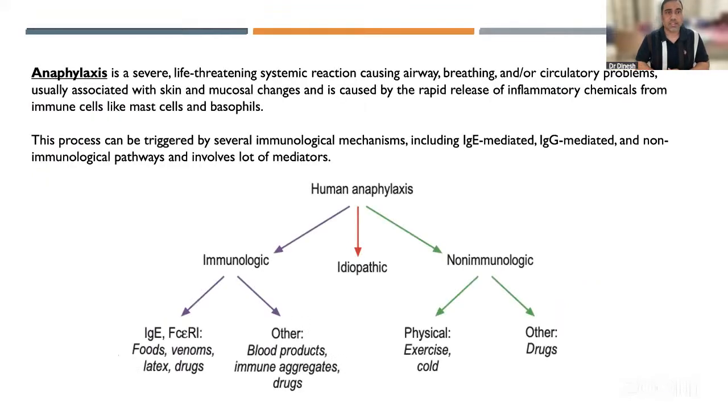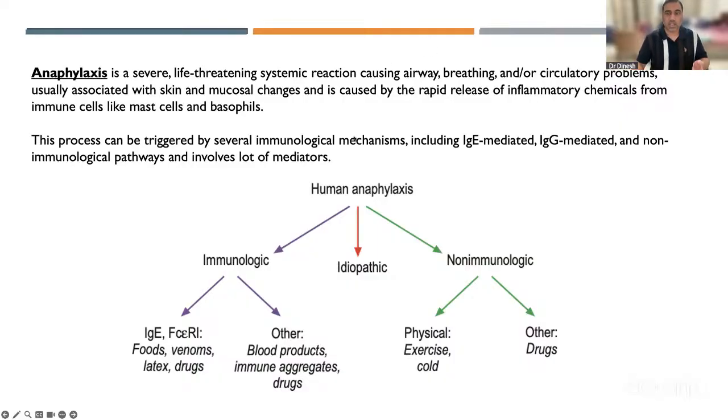So anaphylaxis is a severe life-threatening systemic reaction causing airway, breathing, or circulatory collapse, usually associated with skin and mucosal changes. It is caused by rapid release of inflammatory chemicals from immune cells like mast cells and basophils. This process is triggered by several immunological mechanisms, mainly the IgE-mediated one, then also the IgG-mediated and other non-immunological pathways, and involves a lot of mediators.